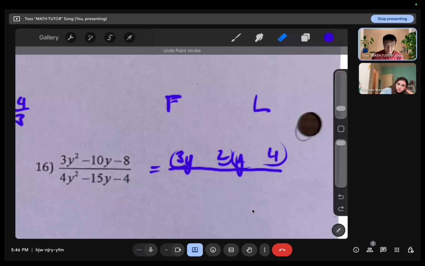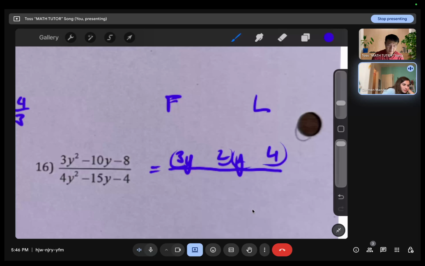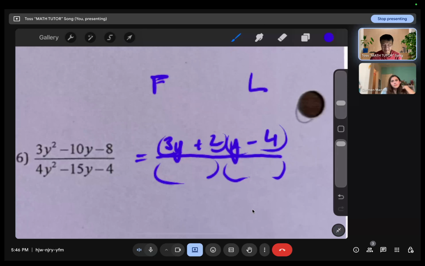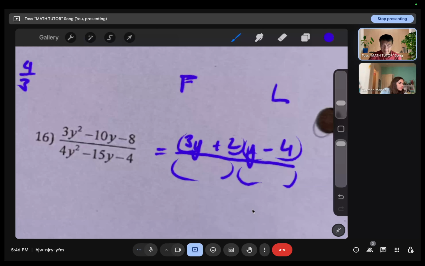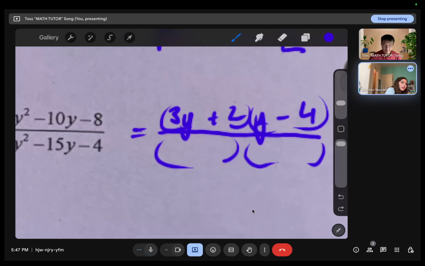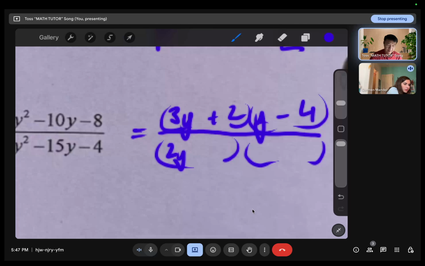Let me go ahead and... What about the bottom? Yeah, let's factor. 4 and 2. What combination do you think you should do? Again, you should look for GCF, but there's no GCF. It's going to be 2y and 2y. Okay, 2y and 2y.